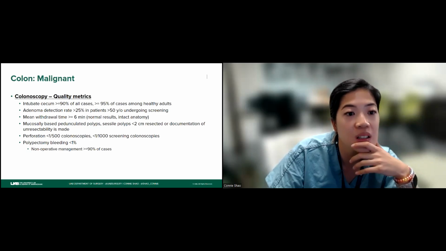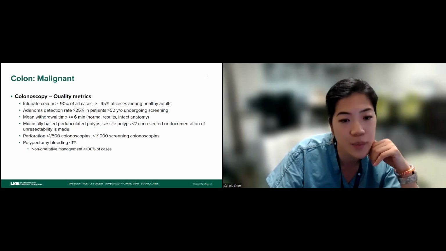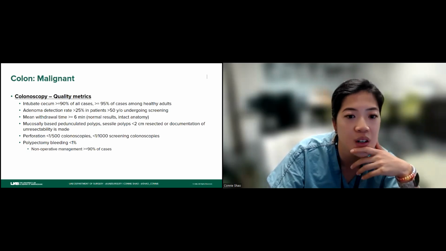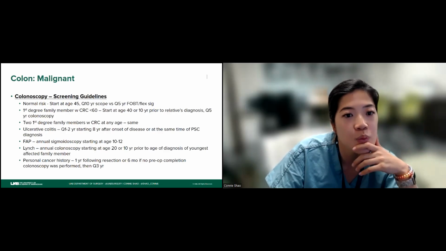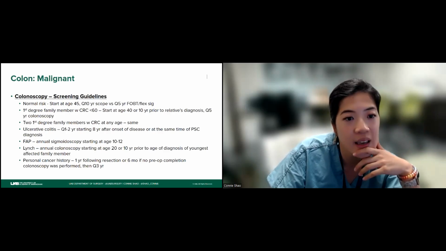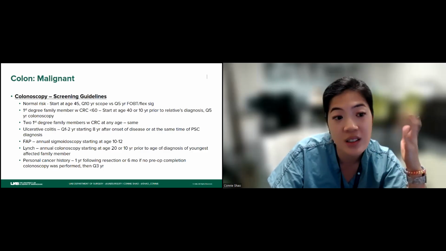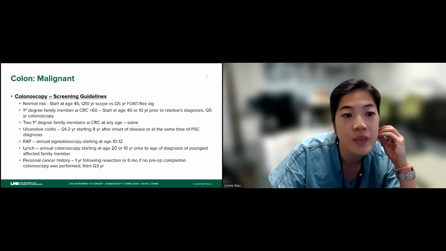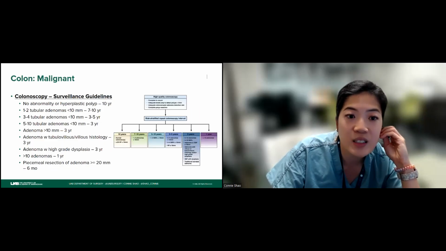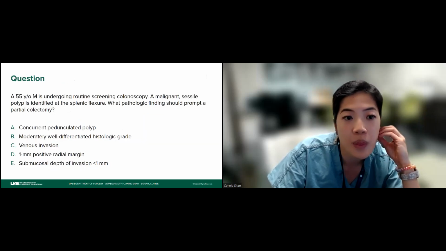And now on to malignant problems. So these are a bunch of quality metrics that you should try to remember, not only for this, but also for FES. Here are screening guidelines. The age that you would start now is 45. And then there are all the different guidelines for different types of familial diseases as well, like FAP and Lynch. And then these are surveillance guidelines depending on what you had at the time of your colonoscopy.